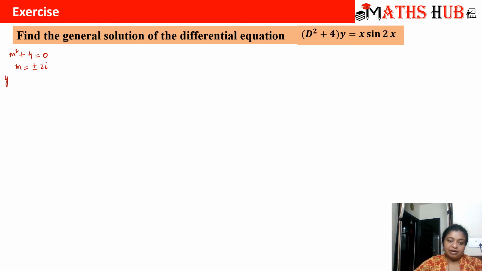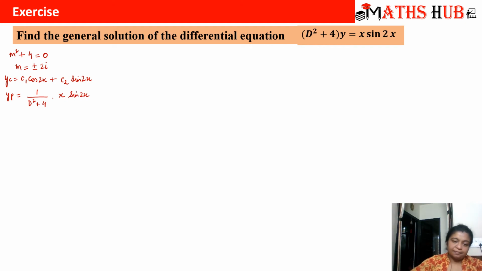So our complementary solution will be e raised to power 0x, that is 1, so we have c1 cos 2x plus c2 sine 2x. This comes out to be our complementary function. Now what is the particular integral? PI is 1 by D square plus 4 into x sine 2x.